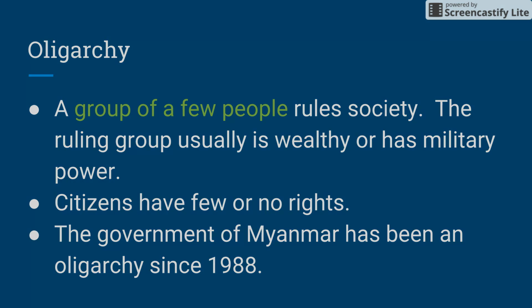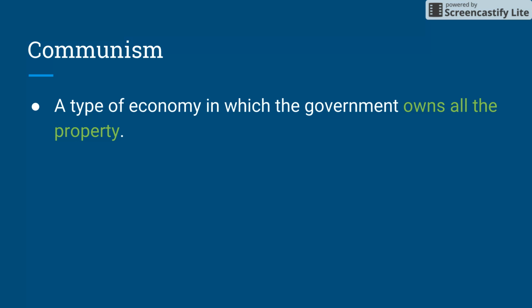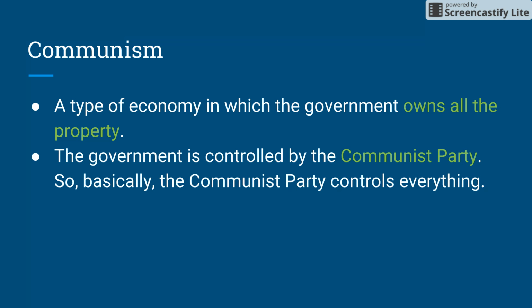Last we will look at communism. Communism is a type of economy in which the government owns all of the property. The government itself is controlled by the Communist Party. So basically, in communism, the Communist Party controls everything.